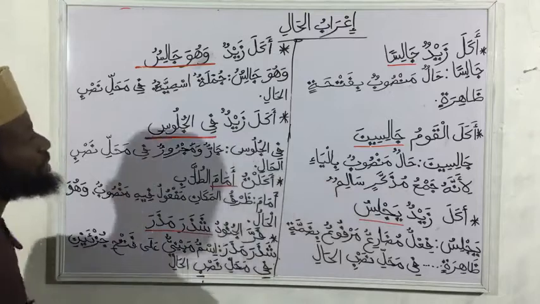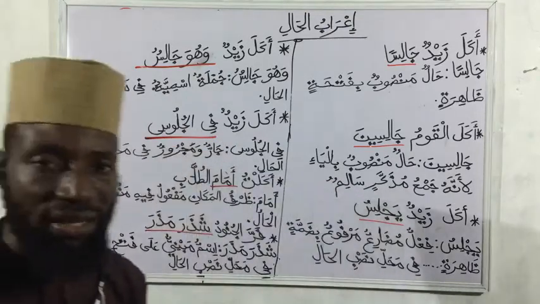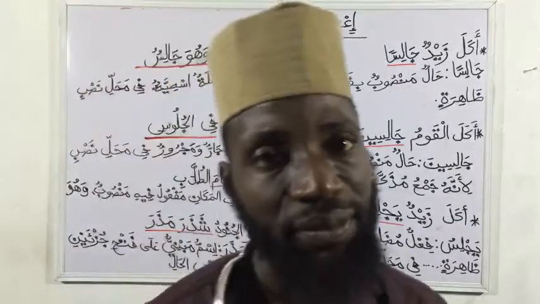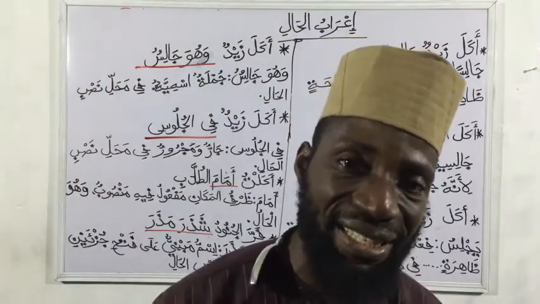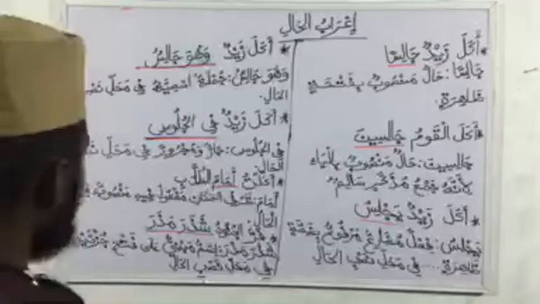Now, next one, let's look at this. Akala Zaidun fil julus. Zaid ate in what? In sitting, as in while he was sitting. So Zaid ate in a sitting position. Do you get it now? So Zaid ate while he's in the sitting position. So let's look at the i'rab.